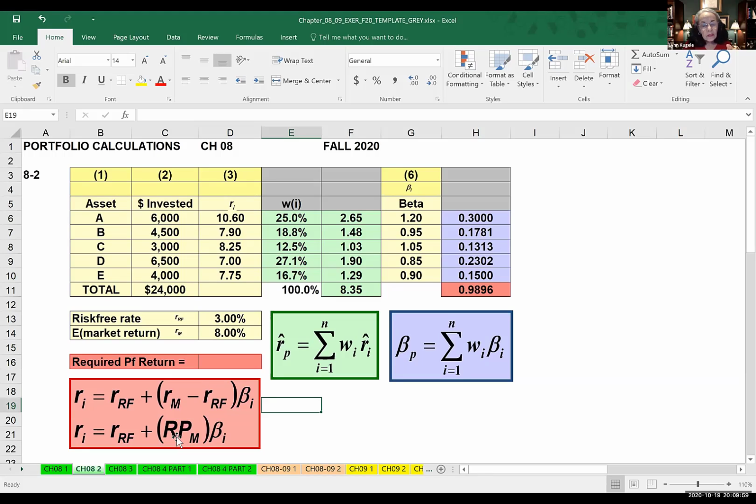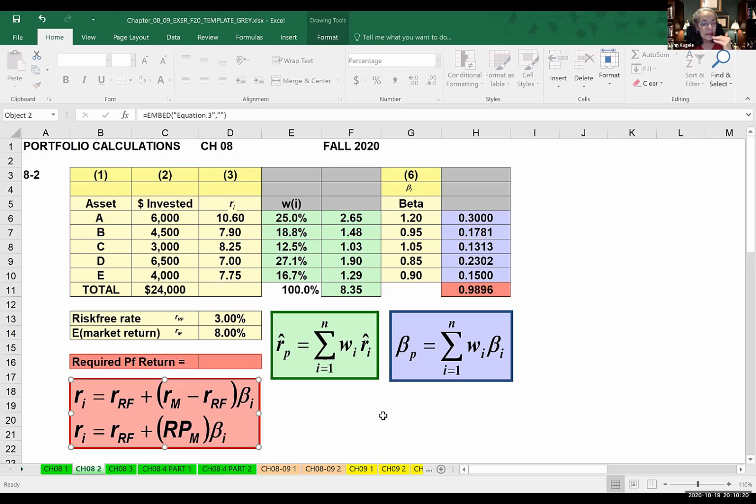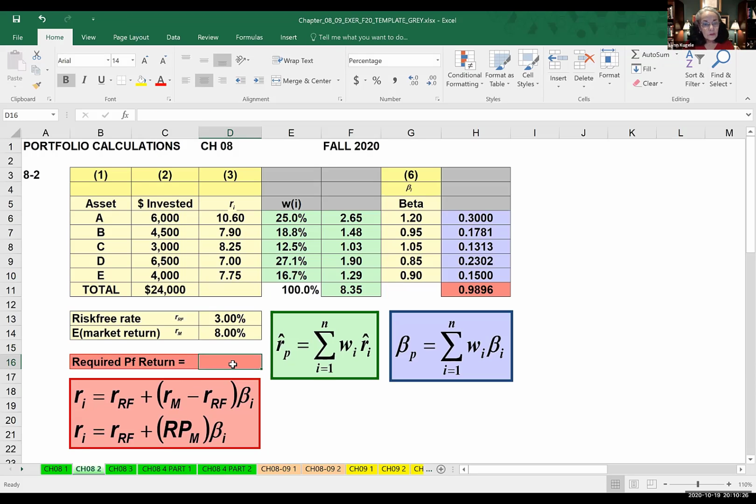CAPM has two versions. The risk premium on the market is the expected return on the market minus the risk-free rate. When you're reading a problem, you need to be careful what they tell you. Do they tell you that the return on the market is 8%, or do they tell you that the market risk premium is 5%? So you don't subtract.